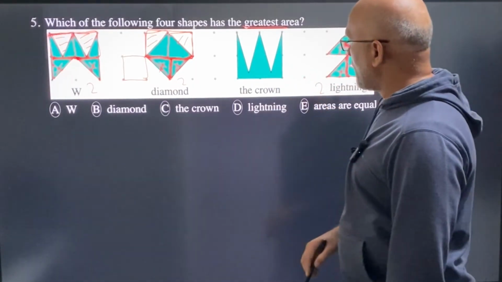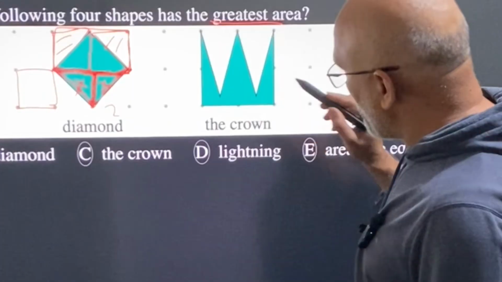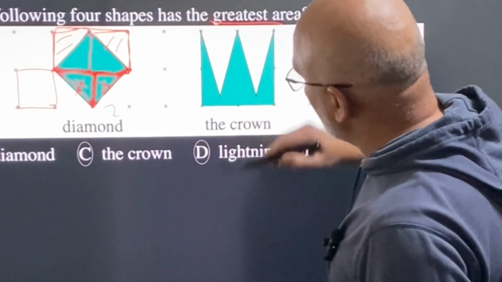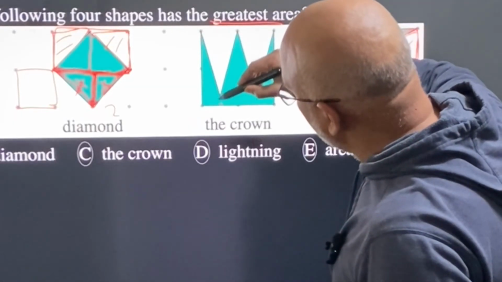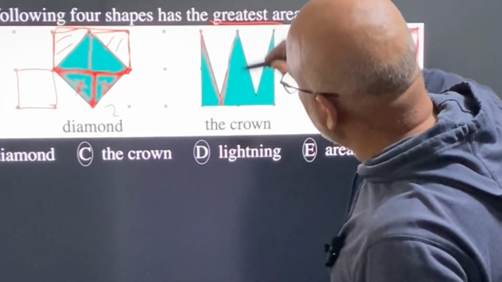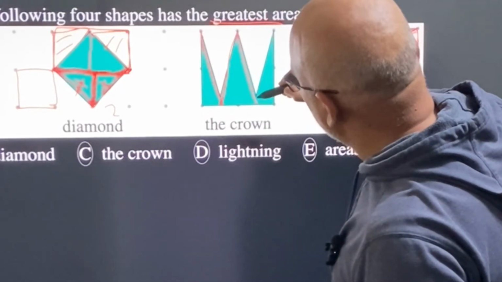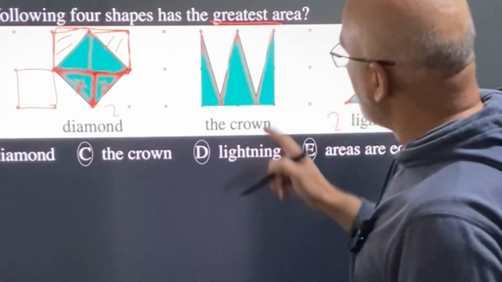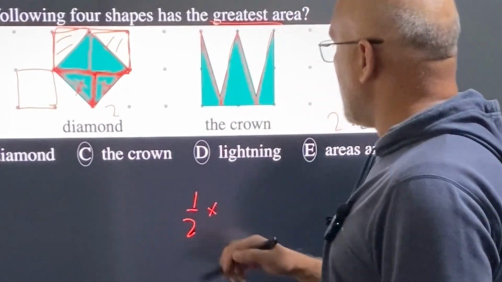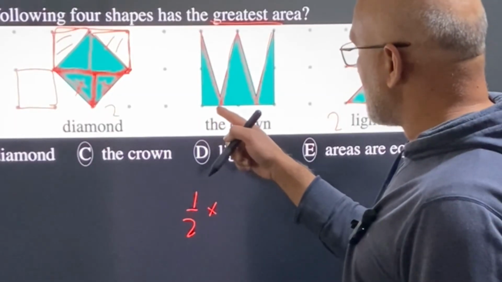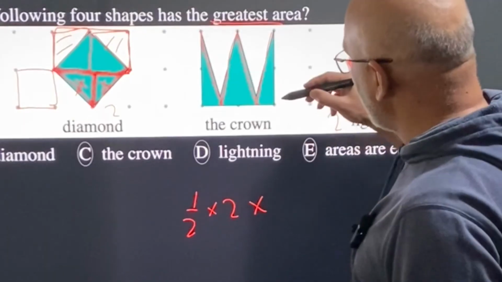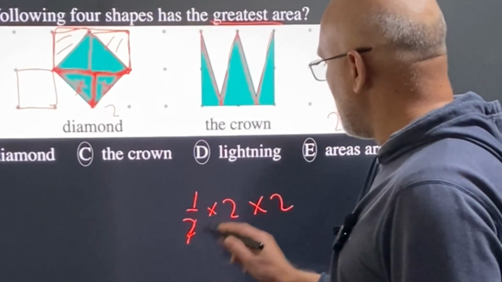Let's take a look at the crown. Now if you carefully look, this point is not touching here, right? This point is a little bit above. If this point was here, let's say this was connected like this and it went like this, same here, it connected to the bottom and then went like this, what will be the area of this? It will be half times the base, which if we consider this as 1 unit, is 2 units, times height, which is also 2 units, right?